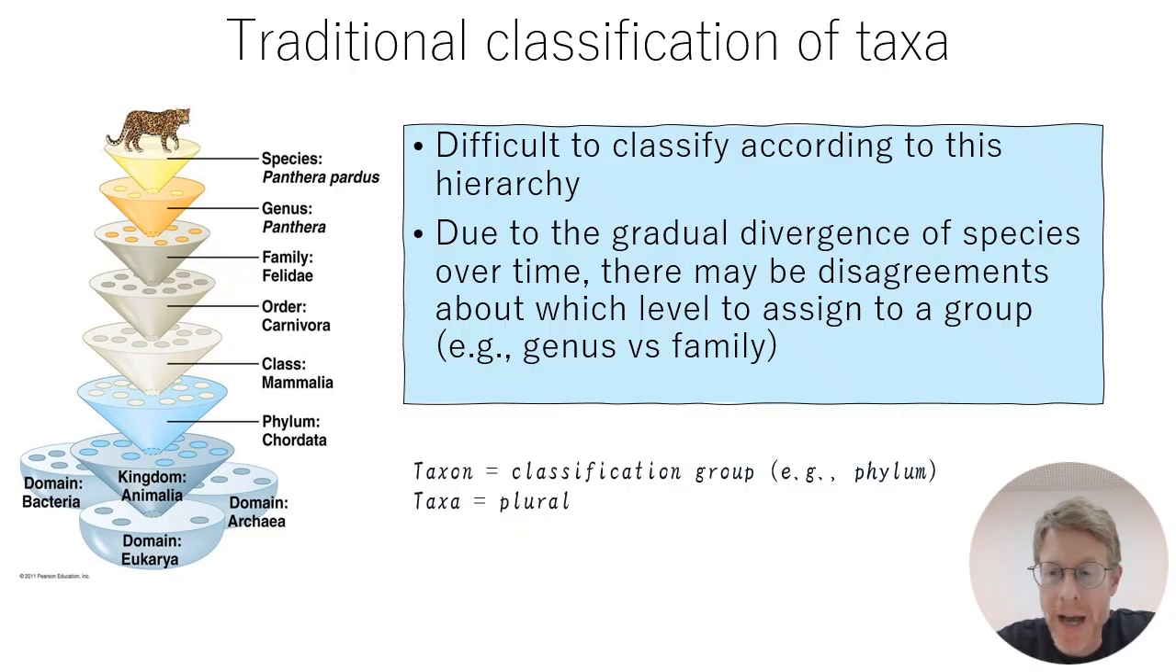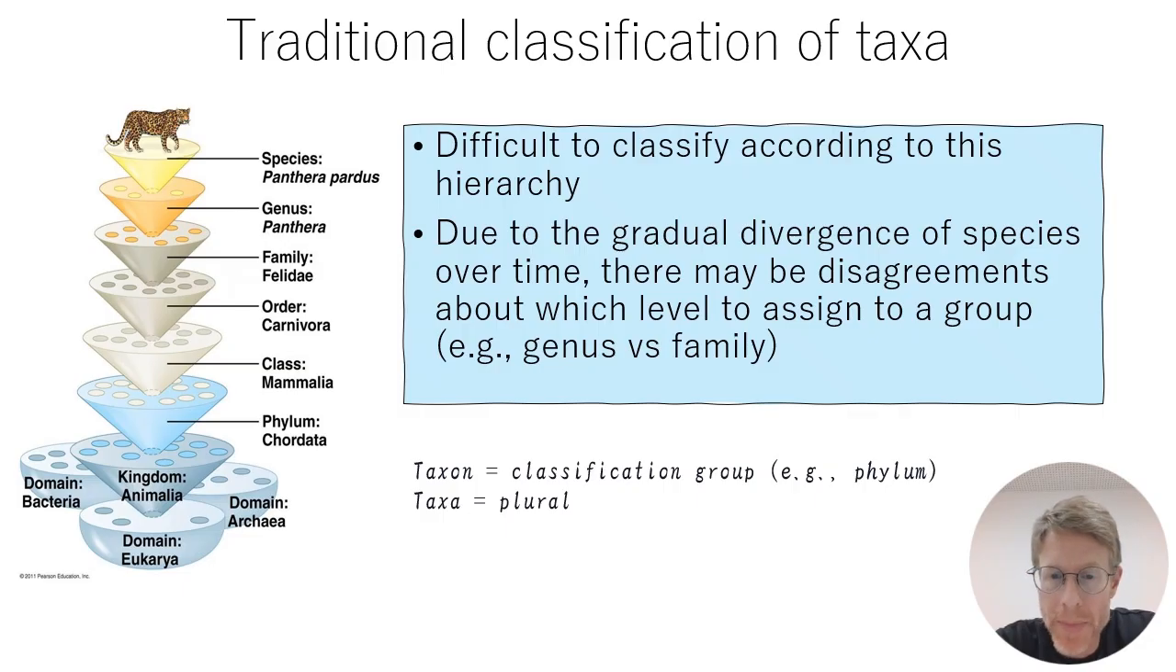But how do you decide if the differences are small enough, if we should jump down to a more specific, or I guess jump up to a more specific level? That's sort of arbitrary. There's no real way to do that. And so this system has limitations, even though it has been very, very useful and we still use it today.